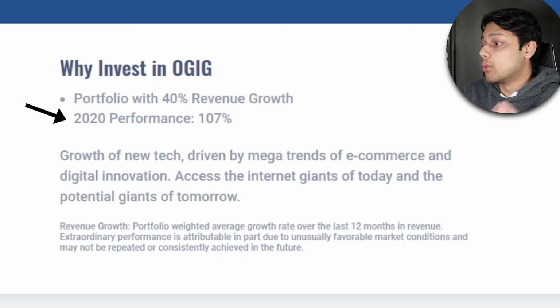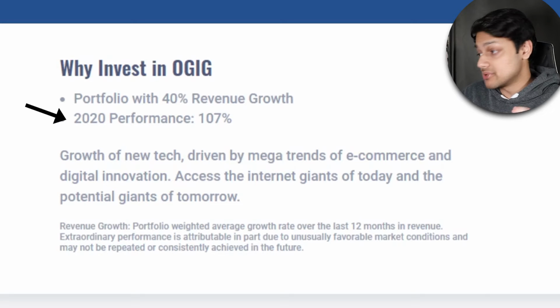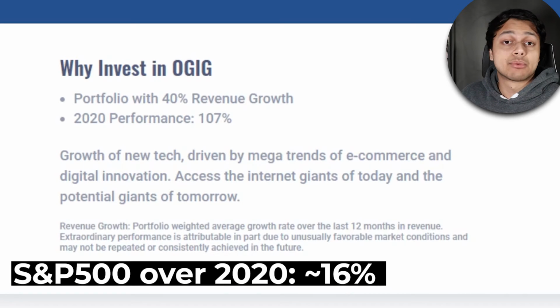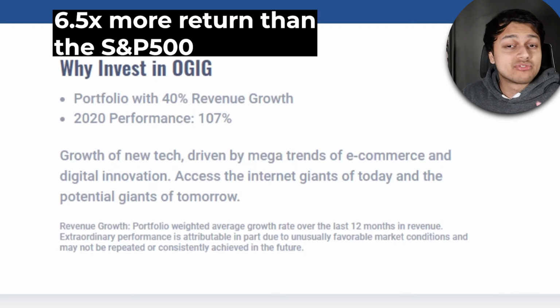It's basically more than doubled in value, which is a huge return considering that the market didn't even go up by that much around the world. So it's pretty impressive. The S&P 500 only went up by about 16%. That's just capital return, of course. But looking at the comparison between the S&P and this ETF, it has gone up by about 6.5x the S&P 500, which is pretty insane.